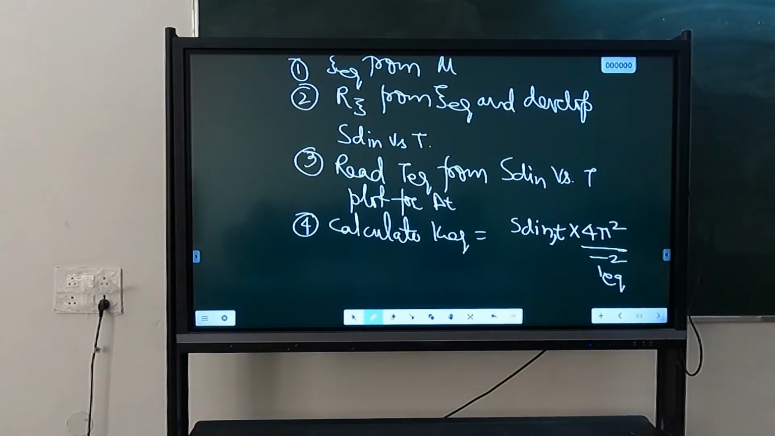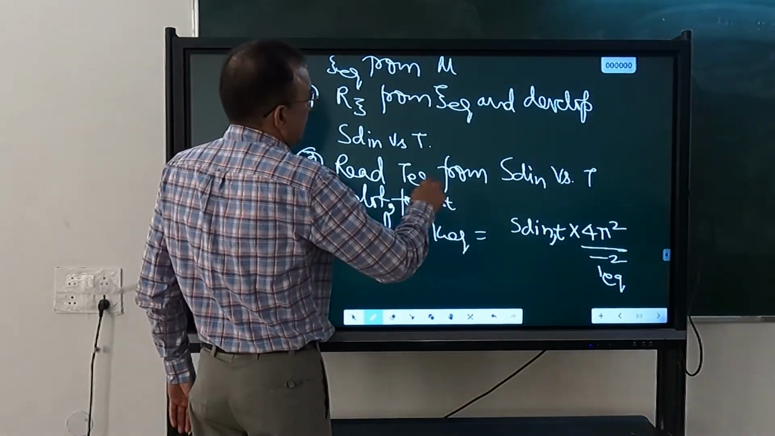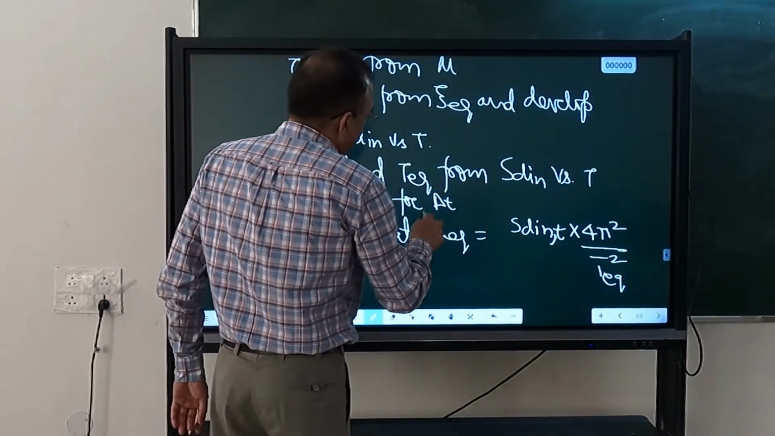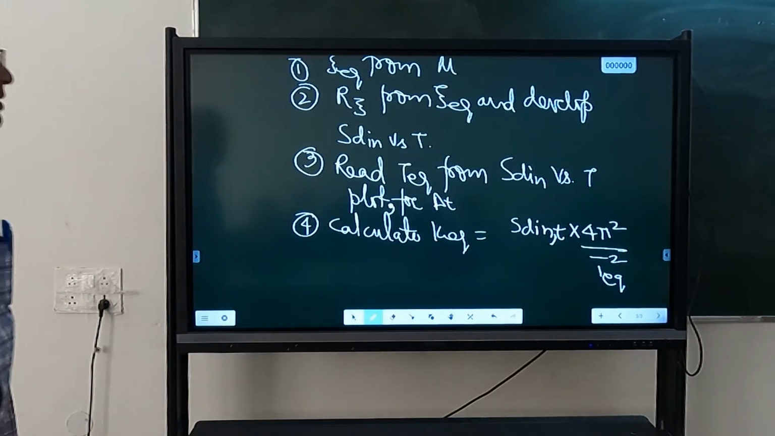Plot for delta T is what? Read T equivalent on SD inelastic versus T, and then plot for delta T. SD versus T, this is the plot, and delta T is the target displacement corresponding to which you are reading. Okay, what is this?